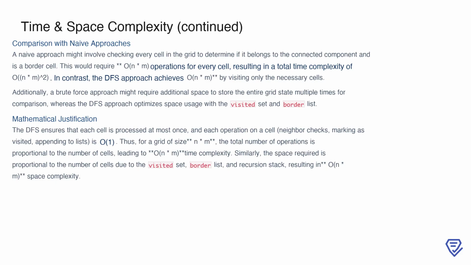Additionally, a brute force approach might use extra memory to store multiple copies of the grid state for comparison, further increasing space requirements. In contrast, the DFS algorithm optimizes space by using a visited set and border list, which are proportional to the number of cells. The efficiency of the DFS method is mathematically justified, as each cell is processed at most once, and all operations on a cell, such as neighbor checks, marking as visited, and appending to lists, are constant time. This ensures that both time and space complexities remain proportional to the number of cells in the grid, making the algorithm highly efficient for this problem.